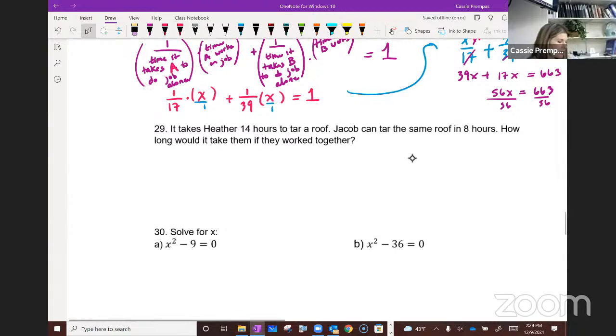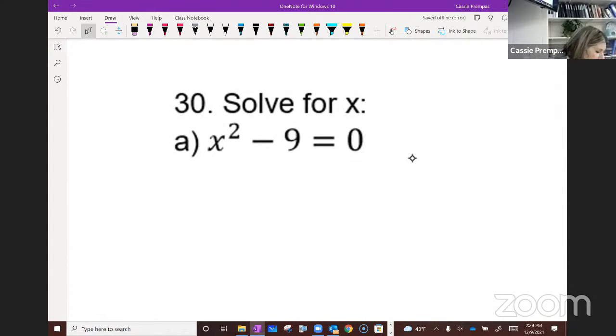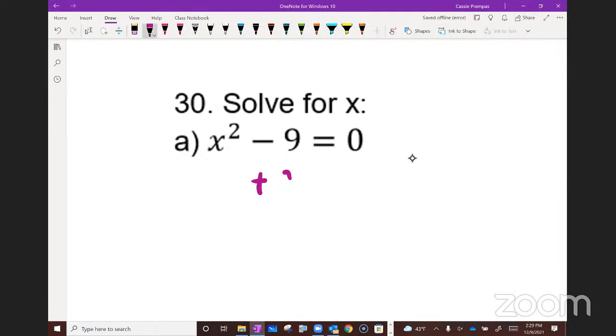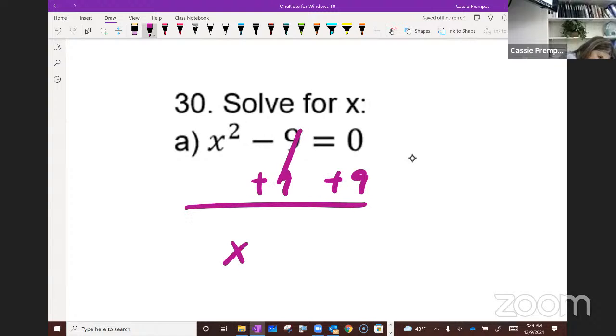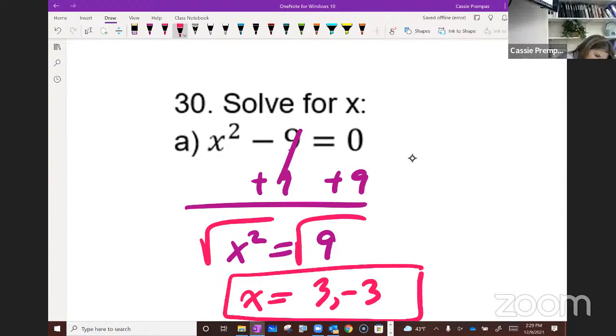All right, guys, 29 is much like 28, so we're going to end with number 30. Number 30, what? I would actually ask you to turn to your partner and solve this together. I think you guys could do this without any direction. So, Olivia, what would you do here? You would add 9 to the other side, and then you would square root both sides. Good. Then that gets you x equals 3 and x equals -3. Nice, plus or minus 3. Well done. Awesome.